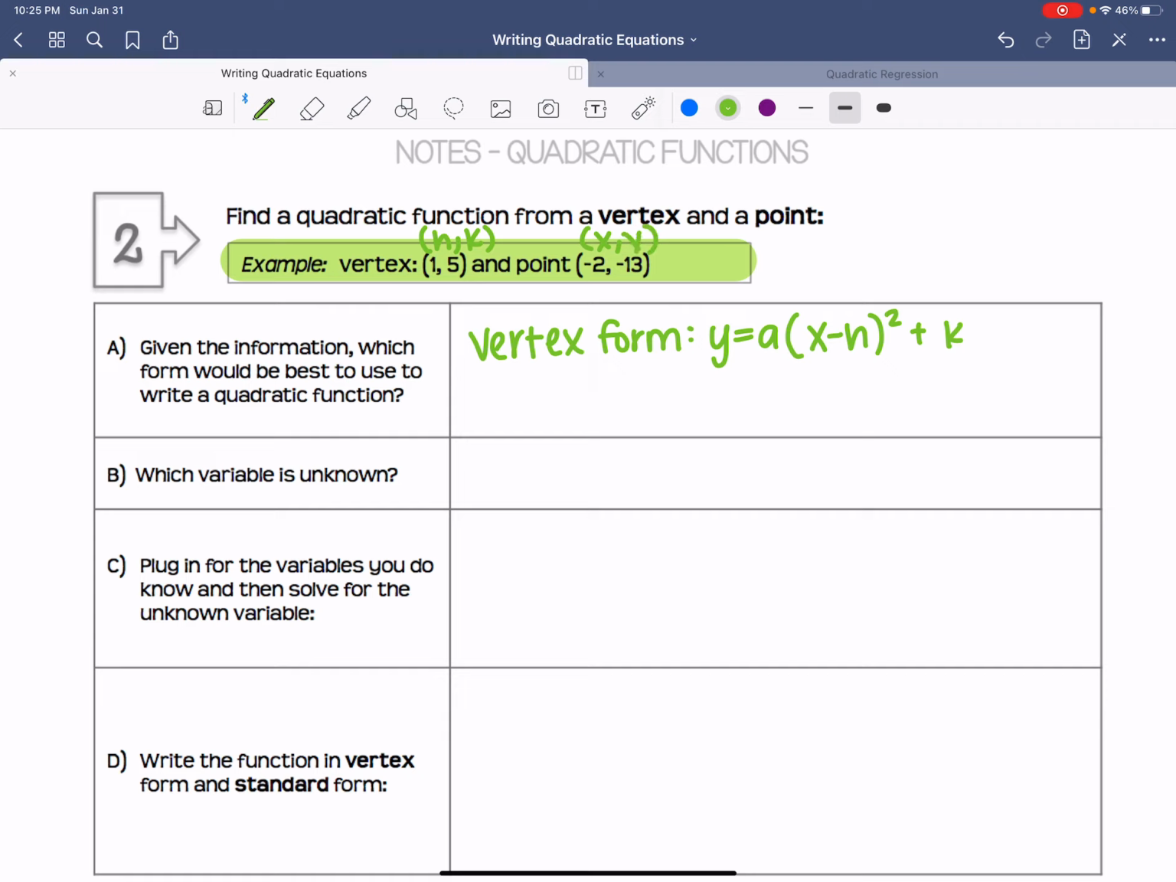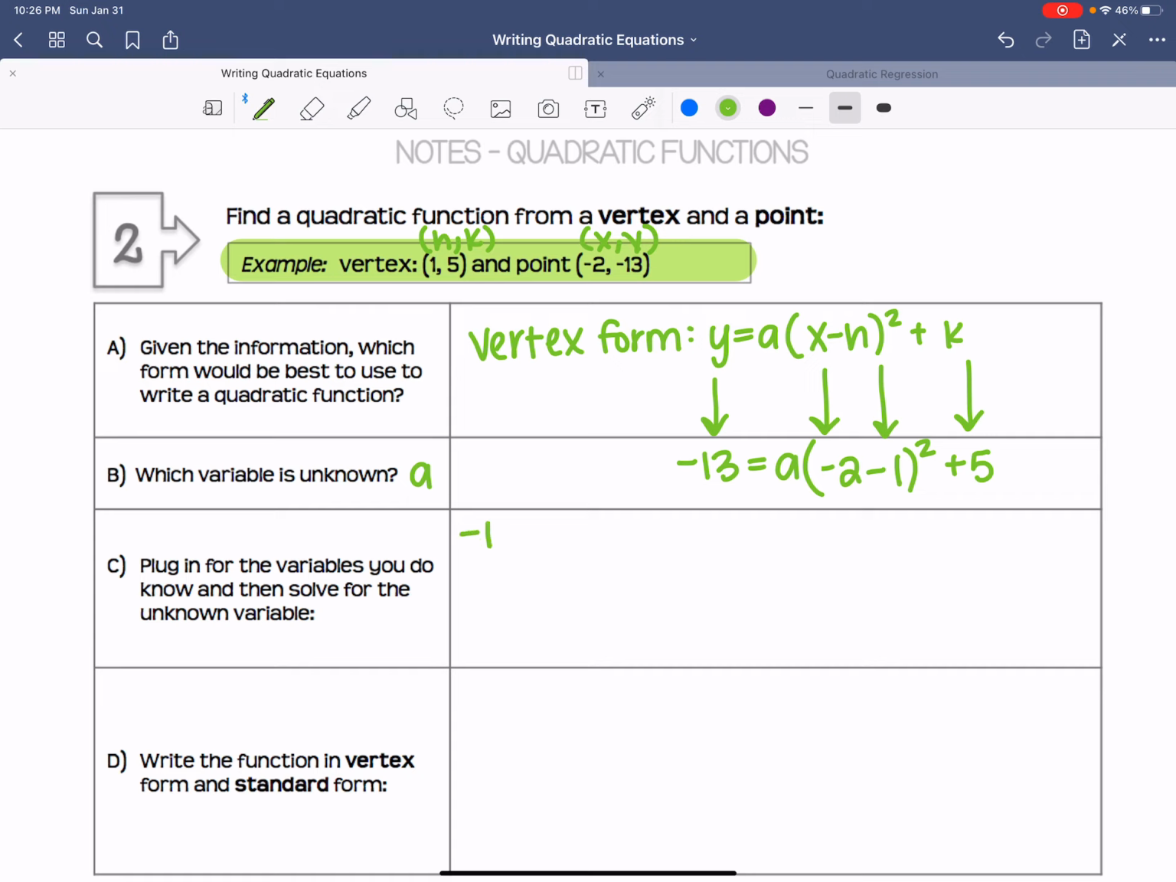So which variable is unknown? Well, we have a unknown, we have hk that we know, we have xy that we know. So we're going to start by plugging in what we know. We know that y is negative 13. We don't know a. We know that x is negative 2. We know that h is 1. Don't forget your squared. Plus, and then we know that k is positive 5. Okay, so now we're going to find a and then rewrite this in vertex form.